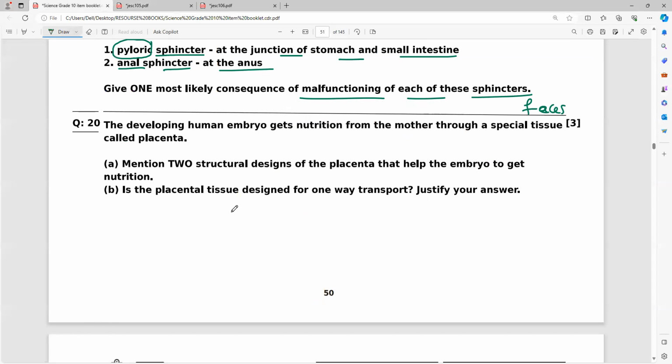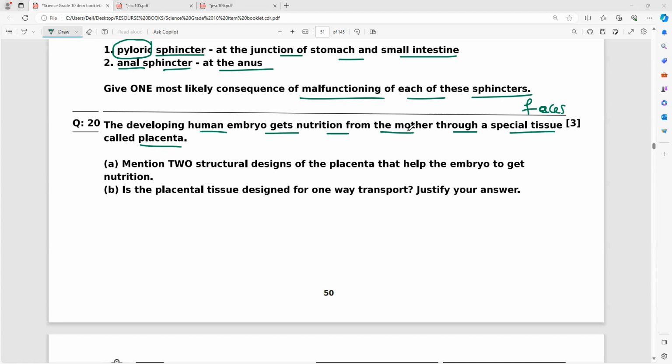So next question. Hope you all understand. The next question is also very important. This is actually how do organisms reproduce. The developing human embryo gets nutrition from the mother through a special tissue called the placenta. That pipeline, what we used to call the connecting pipeline, what do we call it? Anybody? Umbilical cord.